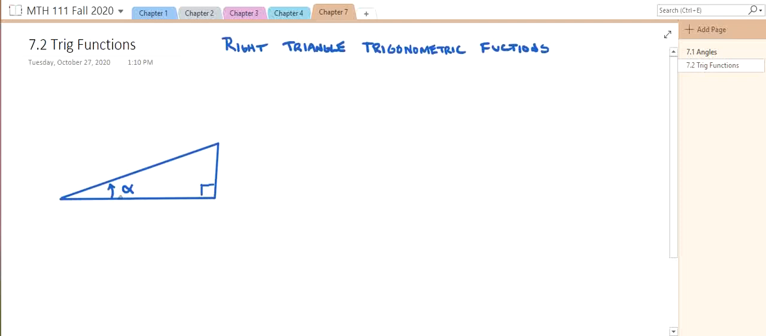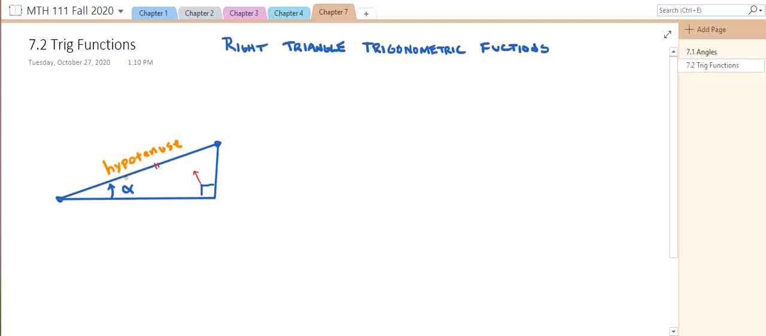And based on where this angle alpha is, we're going to define some names for sides here. First thing we're going to do, and this actually doesn't depend on alpha, is that the longest side of the right triangle is always the side opposite this 90-degree angle. So this side is always going to be your longest side, and the longest side we have a name for, we call this the hypotenuse. So that's the hypotenuse of a right triangle.